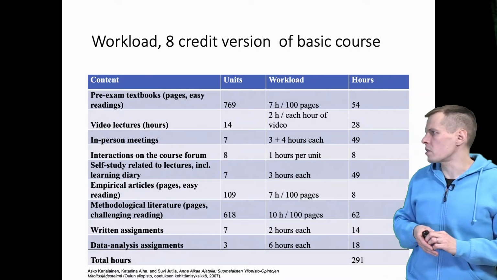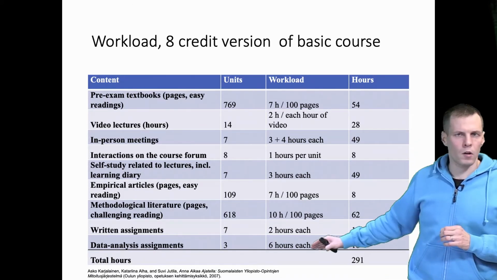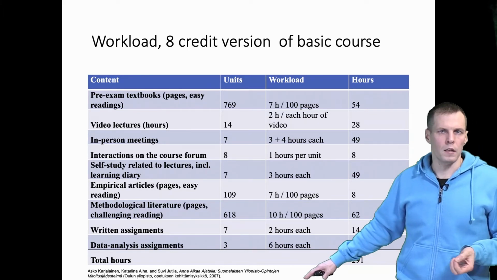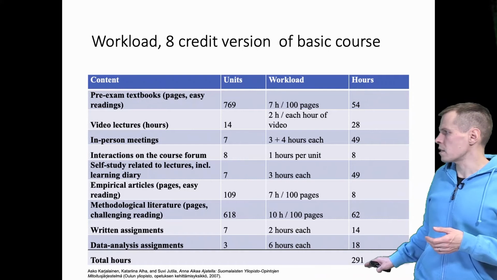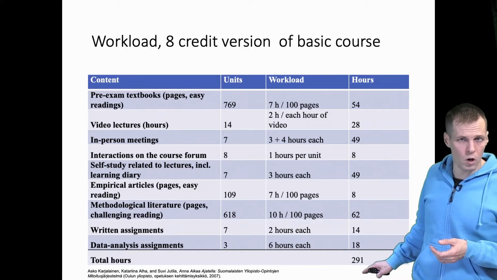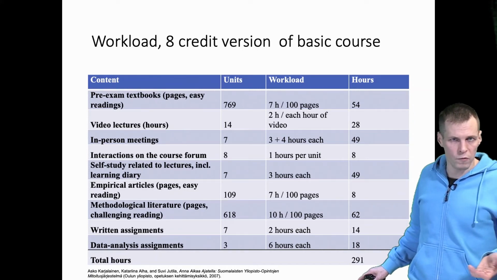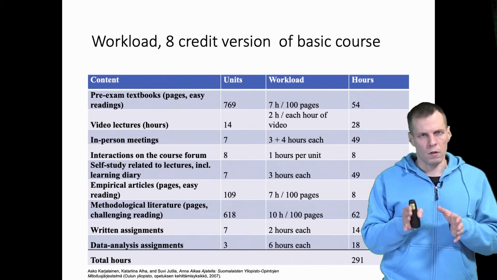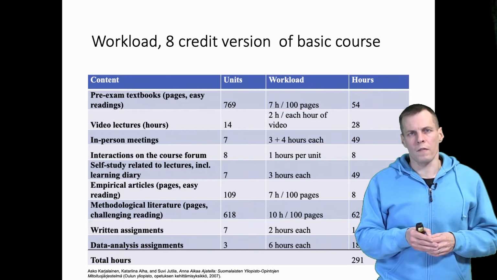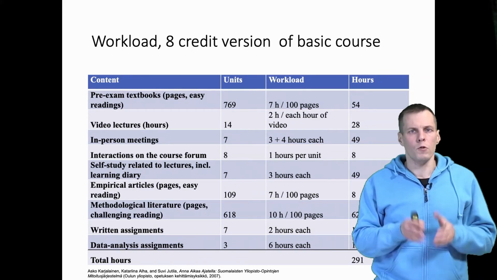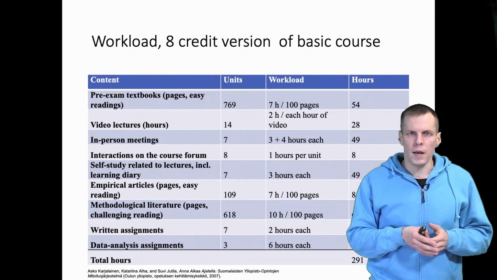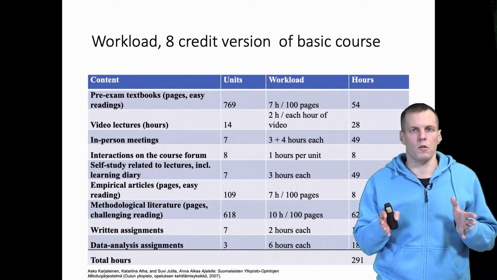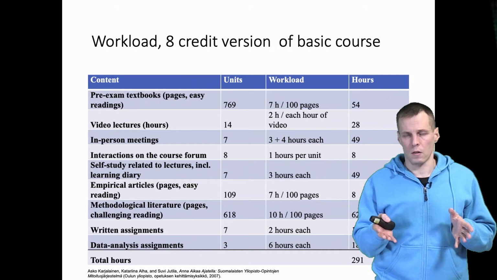So this is the workload for the 8 credit version of the course, and this assumes that you do everything. It's calculated using this measurement system for master's level teaching. With this calculation model, that is 291 hours of work. If you really do all the optional parts of the course, and there are a few students per year who do that, they tend to spend about 2 days per week on the course for the duration of about 4 months that the course runs.